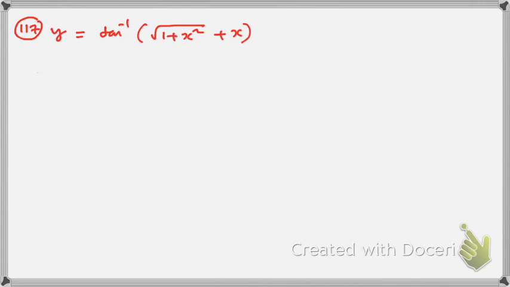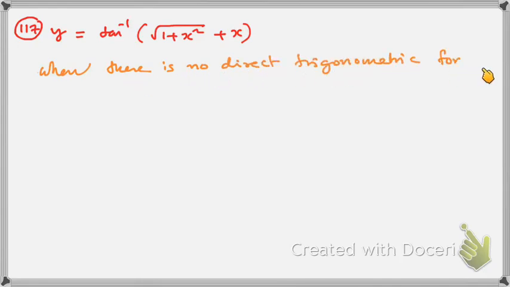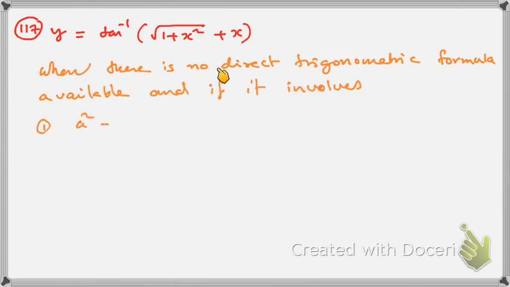So I'm going to discuss those rules in this section. When there is no direct trigonometric formula available, so what I'm going to say here is applicable only when there is no direct trigonometric formula available. And if it involves a square plus x square, then put x is equal to a tan theta. So if your question involves a square plus x square, make x is equal to a tan theta.